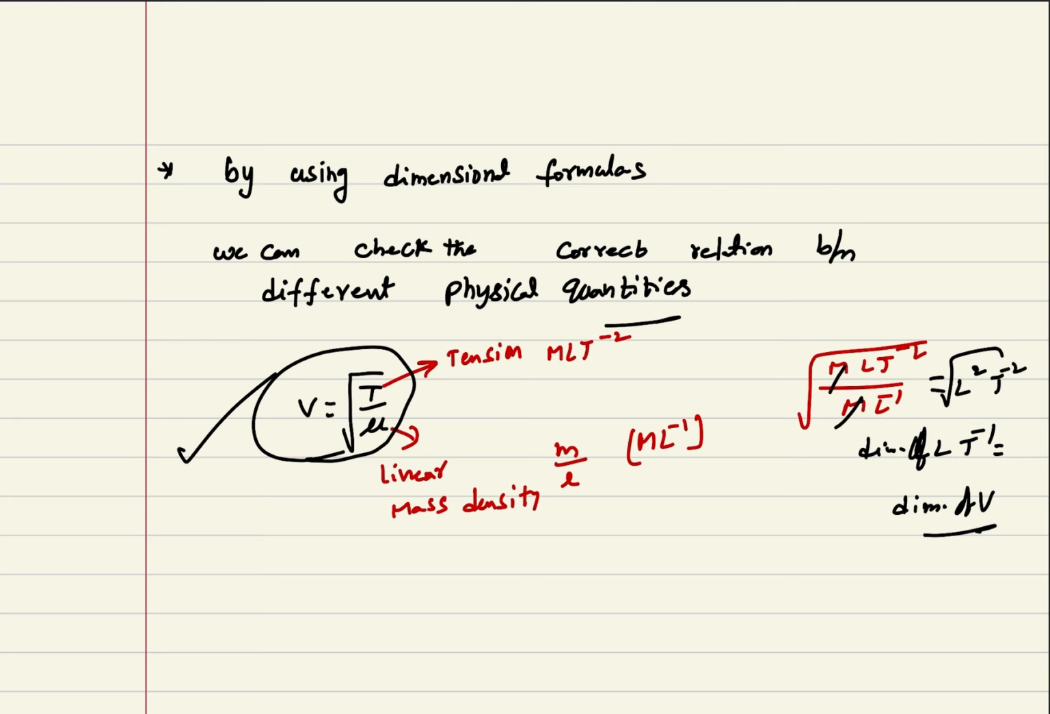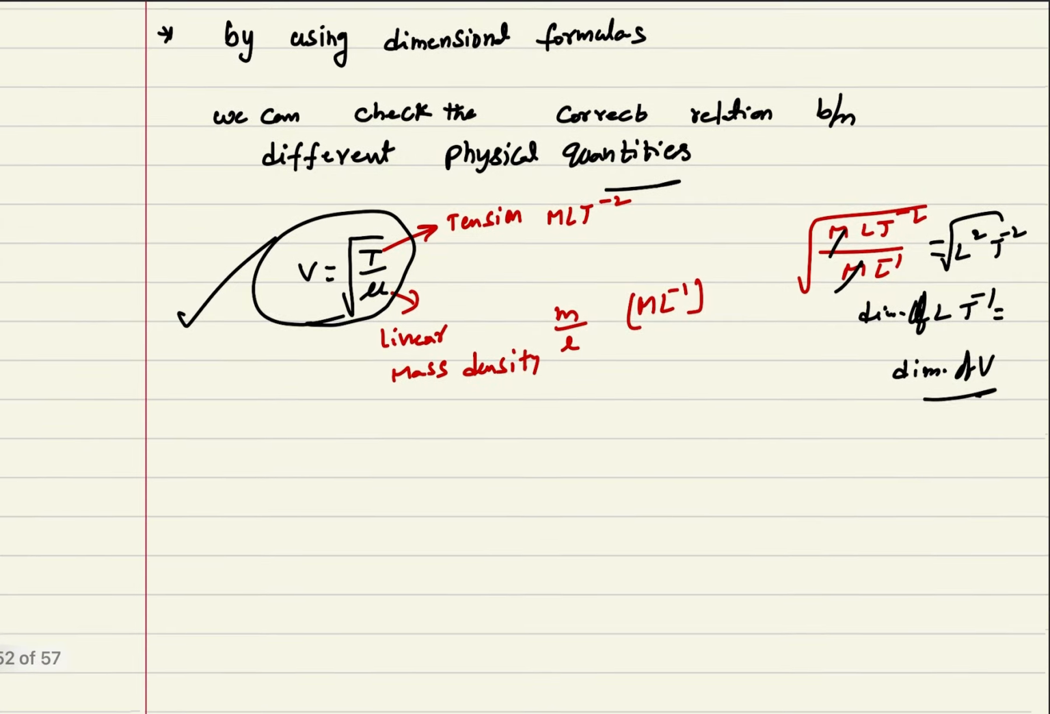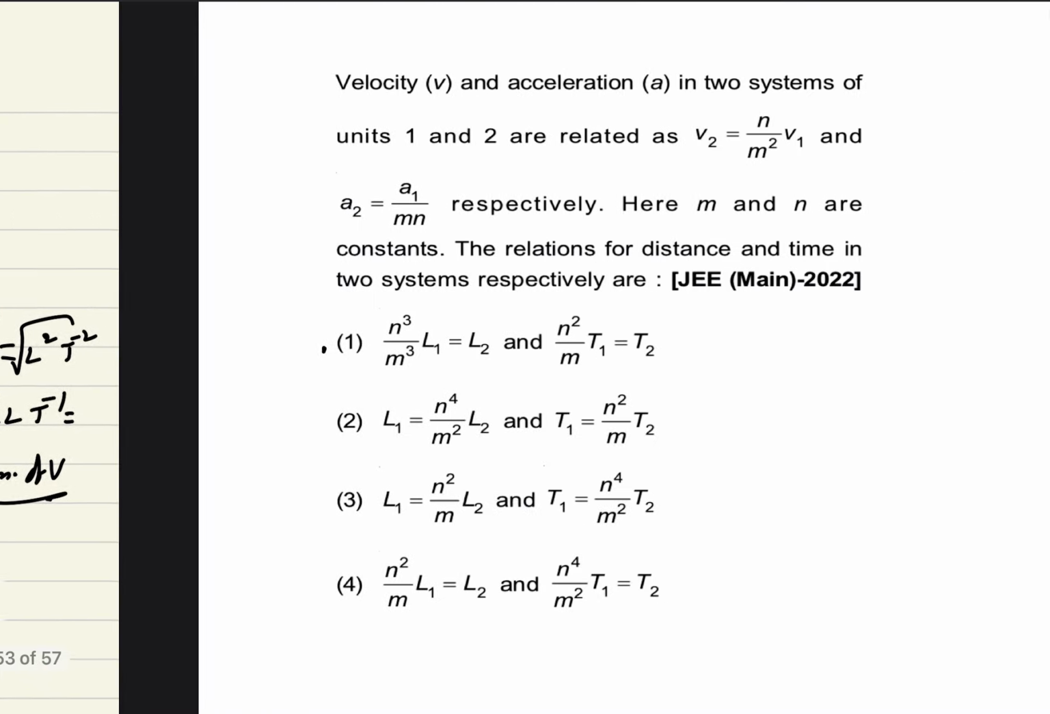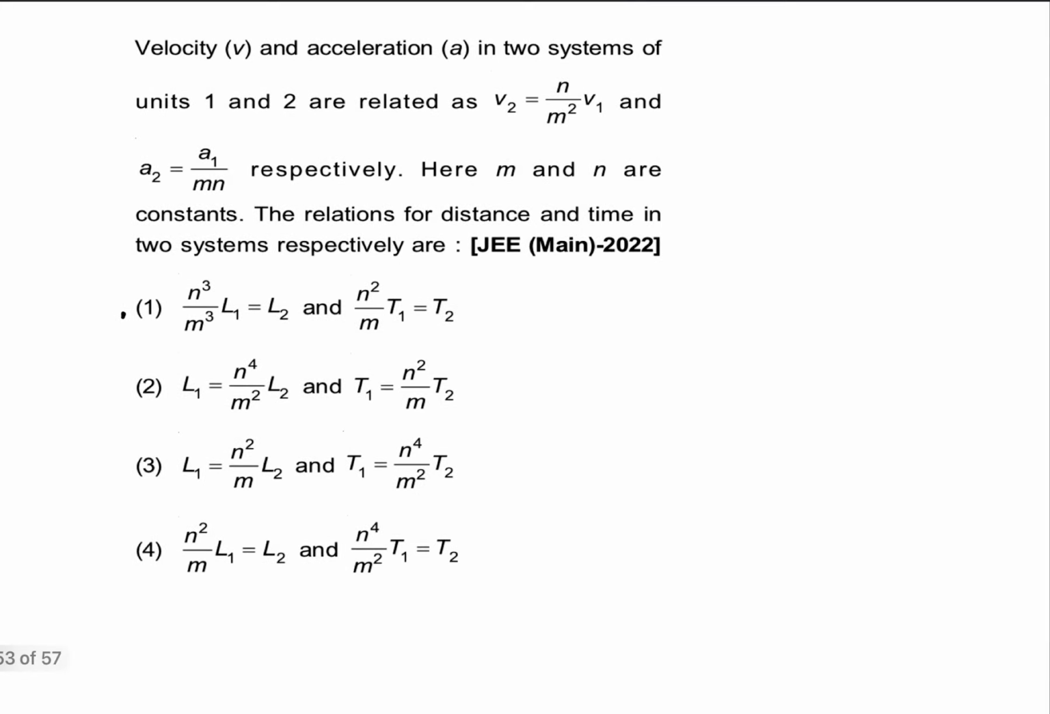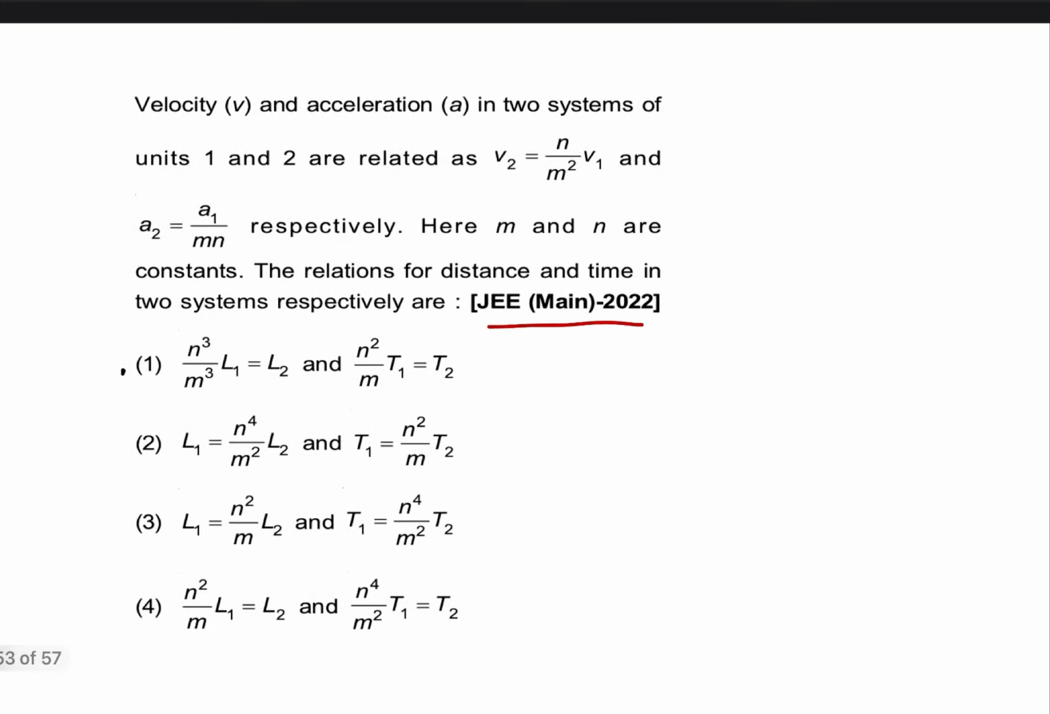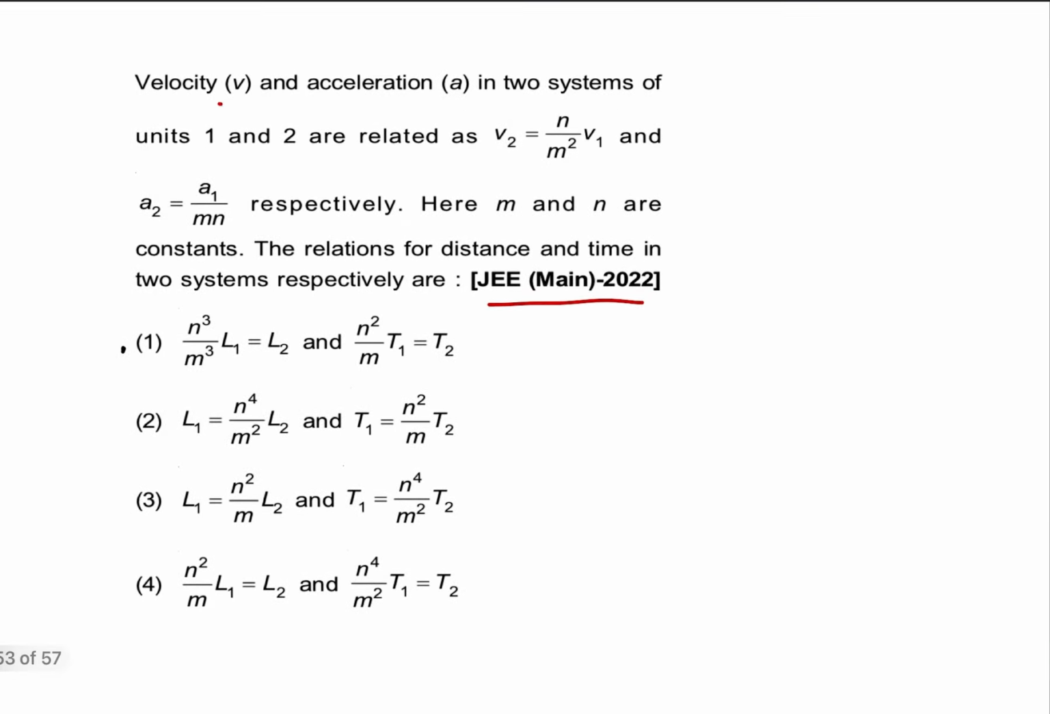Speed V, nothing but... the given equation V is equal to root over T by mu is dimensionally correct. I am telling this: whether the given relation is correct or wrong, we can check by using these dimensional formulas. Those related questions I am going to show now. Observe this. It is a JEE Mains 2022 question.